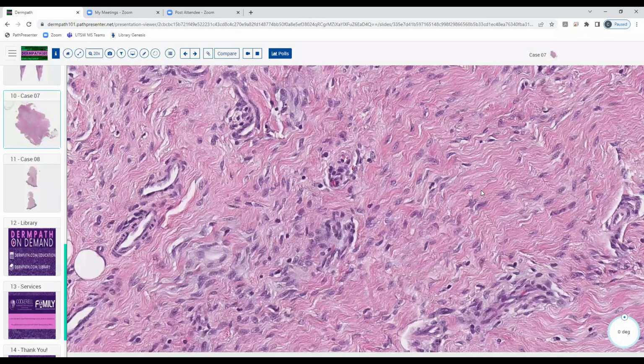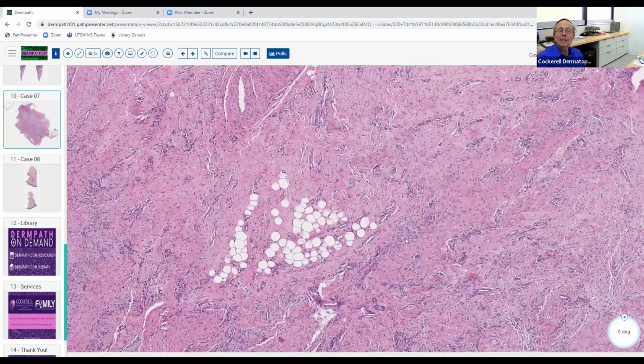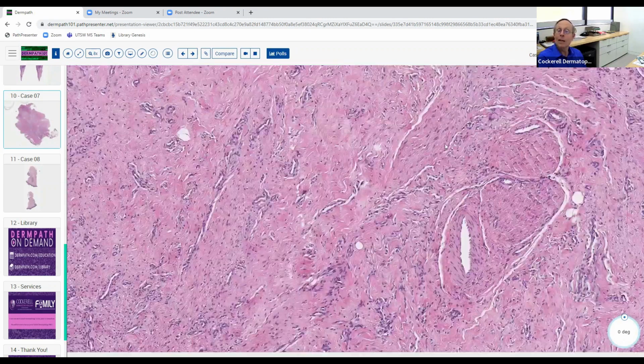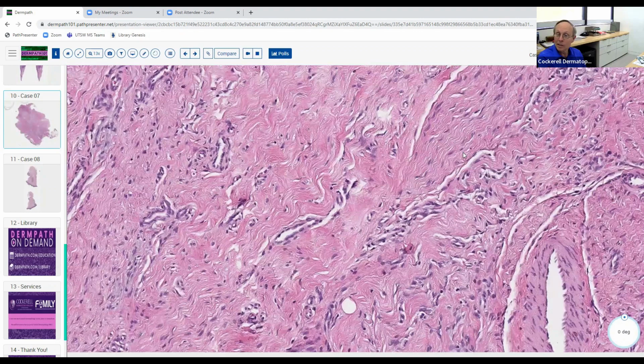Maybe neural or... what's this stuff right here? Collagen. So what makes collagen? Fibroblast. Yeah, so this is fibroblast, almost for sure. And it's a fibrous lesion, right? There's tons of collagen in this thing.